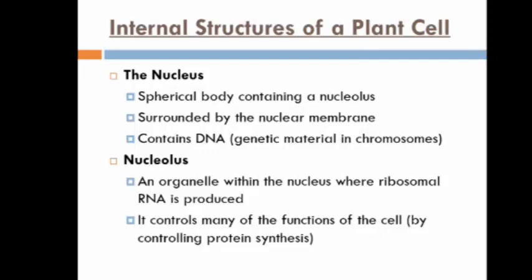By starting with the nucleus. The nucleus is a spherical body containing a nucleolus. Within the nucleus there is the nucleolus. And also the nucleus is surrounded by a nuclear membrane. So in the nucleus there is a nuclear membrane, and inside there is a nucleolus. Also the nucleus contains DNA. The long form of DNA is deoxyribonucleic acid. This DNA is the one that carries genetic material in chromosomes.